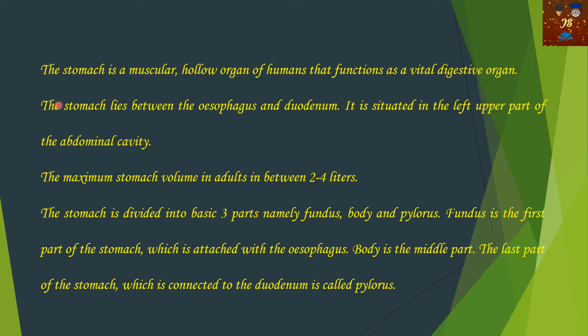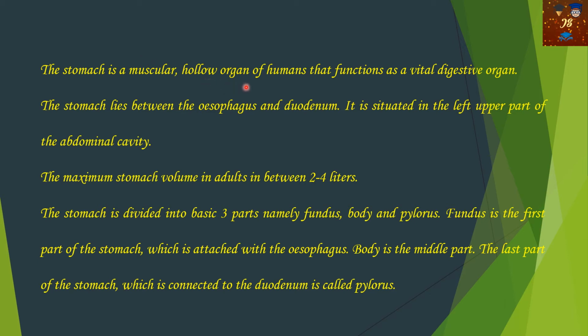So the stomach is a muscular hollow organ of human that functions as a vital digestive organ. It is a muscular organ because it's totally made up of muscle. We know that there are three types of muscles: skeletal muscle, cardiac muscle, and smooth muscle. And this stomach is totally made up of smooth muscle, and it's involuntary muscle too, because we cannot move stomach according to our wish. So it is not voluntary muscle, it is involuntary muscle.